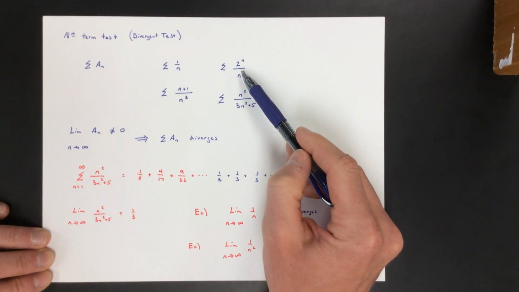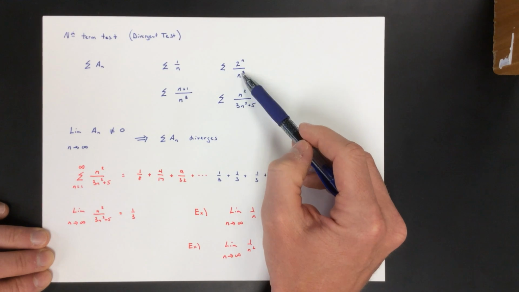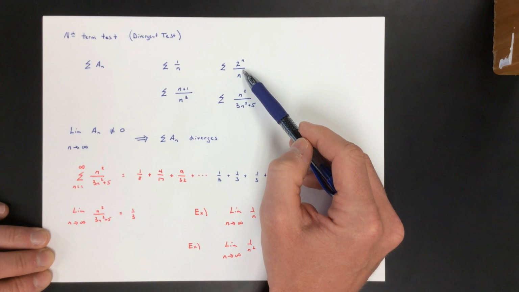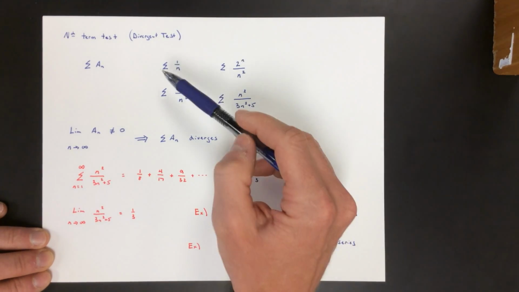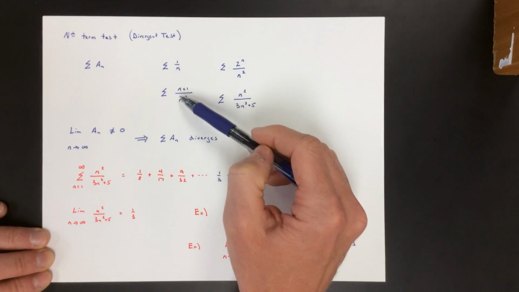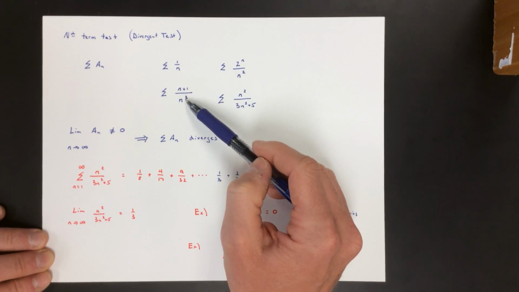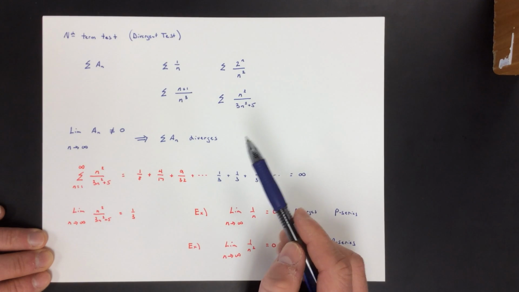It can show that this diverges, because we know that for 2 to the n over n squared, that limit is infinitely big. So of course, summing up infinity an infinite number of times is infinitely big. But it does nothing for these two tests. Both of these have limits of 0. However, this one diverges and this one converges based on entirely different tests.